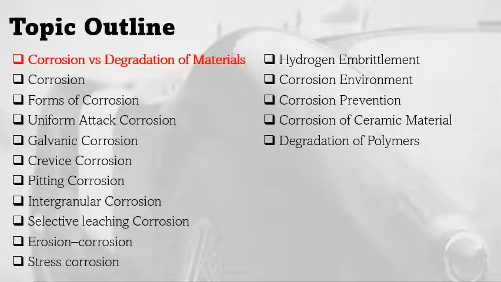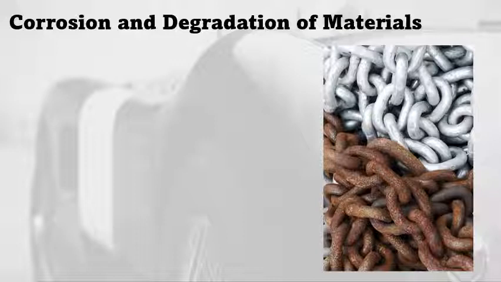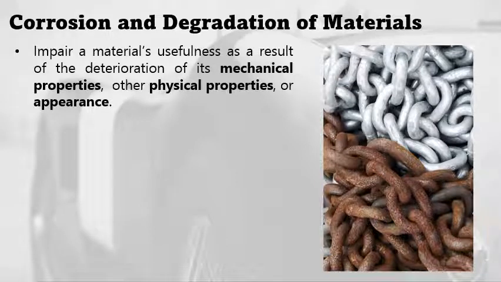Let's first start with corrosion versus degradation of materials. Most materials experience some type of interaction with a large number of diverse environments. Such interactions impair a material's usefulness as a result of the deterioration of its mechanical properties, physical properties, or its appearance.